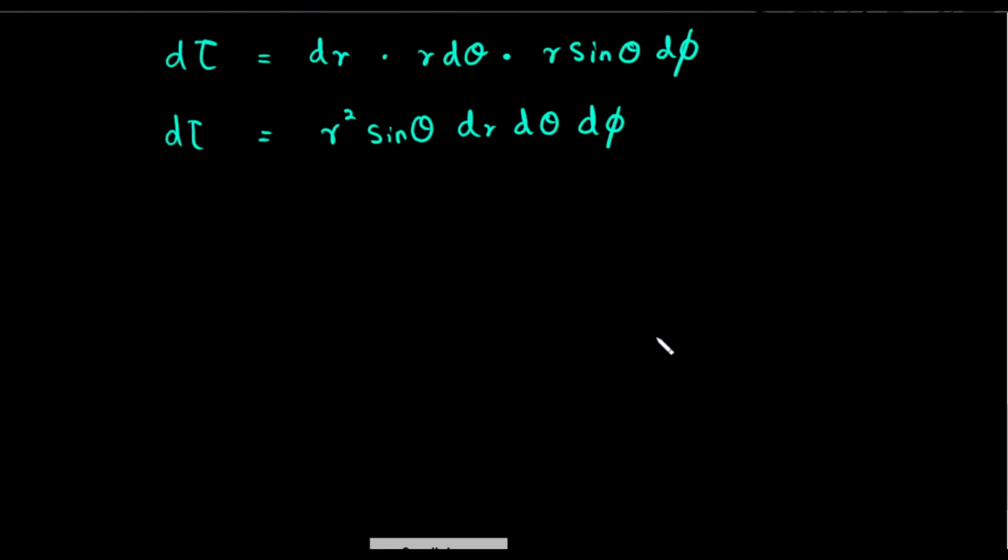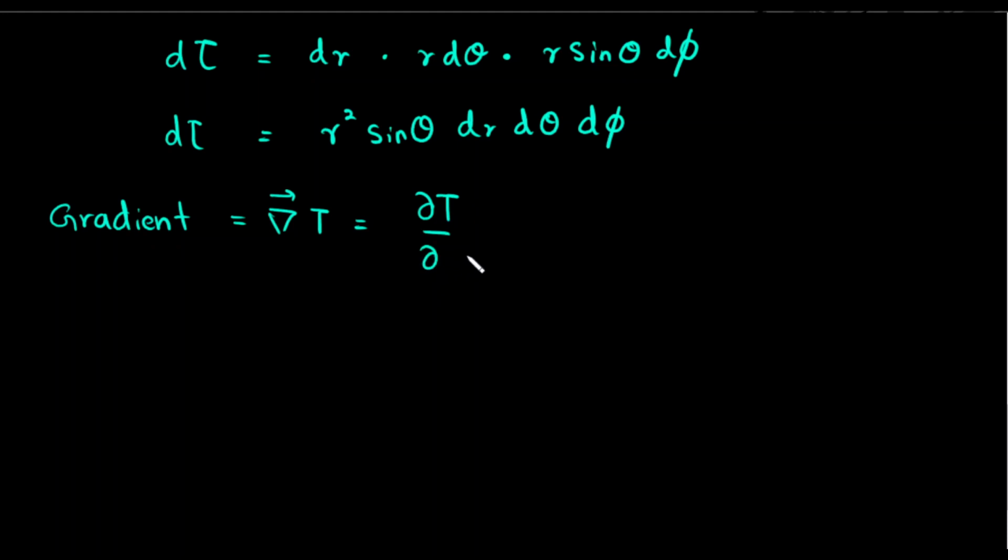So right now I'm going to write the gradient, divergence and the curl using the spherical coordinates. Previously we have seen how to write the gradient using the Cartesian coordinate system. Likewise we can use spherical coordinates to write the gradient of some scalar, let's say the scalar is T. So I'm going to write this grad T using the spherical coordinates. I'm just going to write this one because I'm not going to prove it.